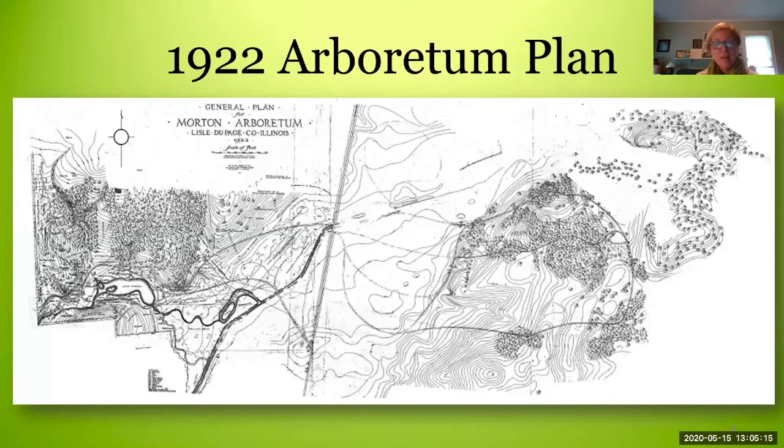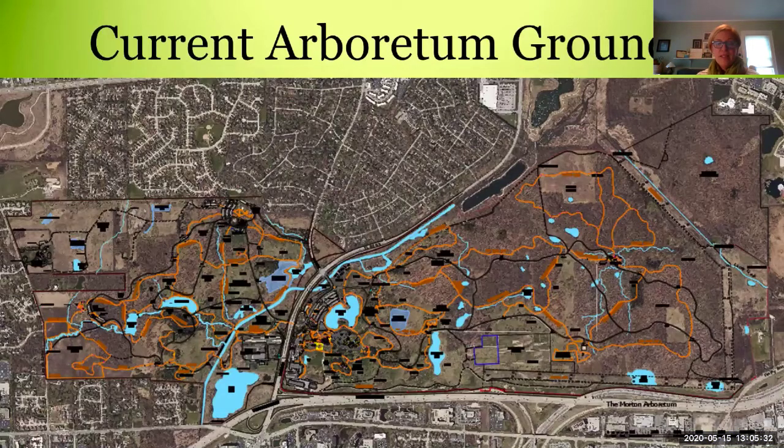But this is the master site plan that was done by O.C. Simons, the landscape architect, back in 1922, for just creating a vision for how people would view the grounds here at the Arboretum. Down to the current day of the Arboretum grounds.